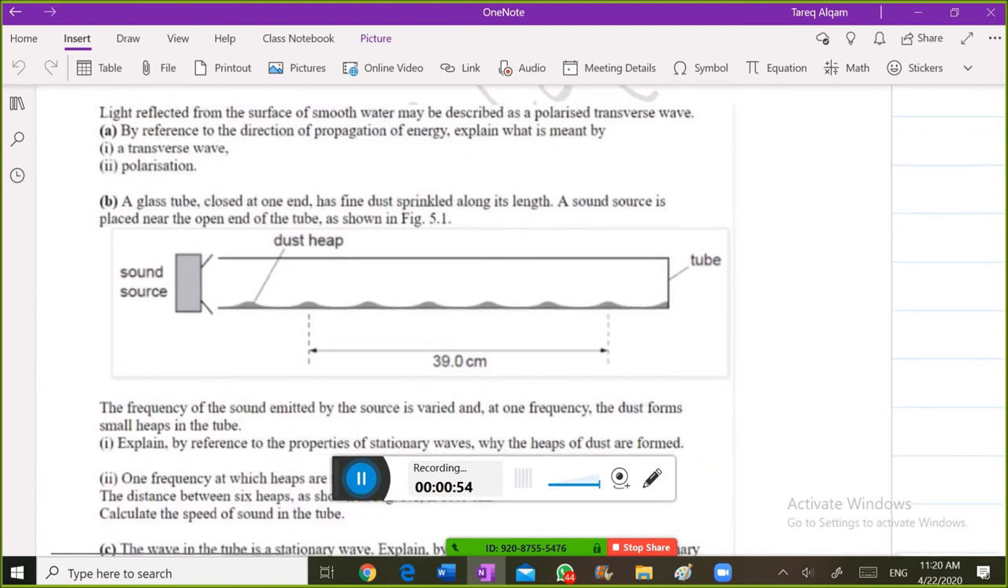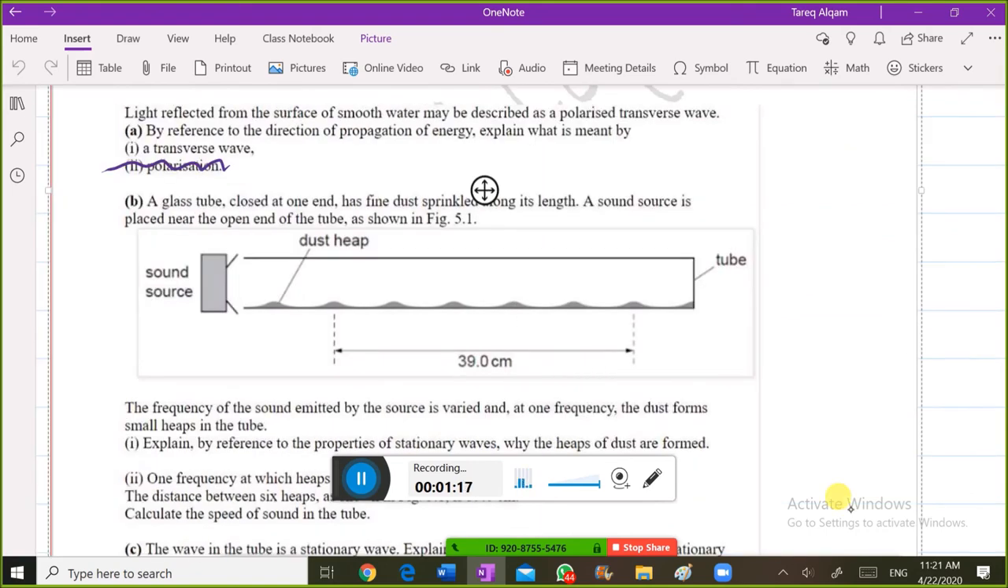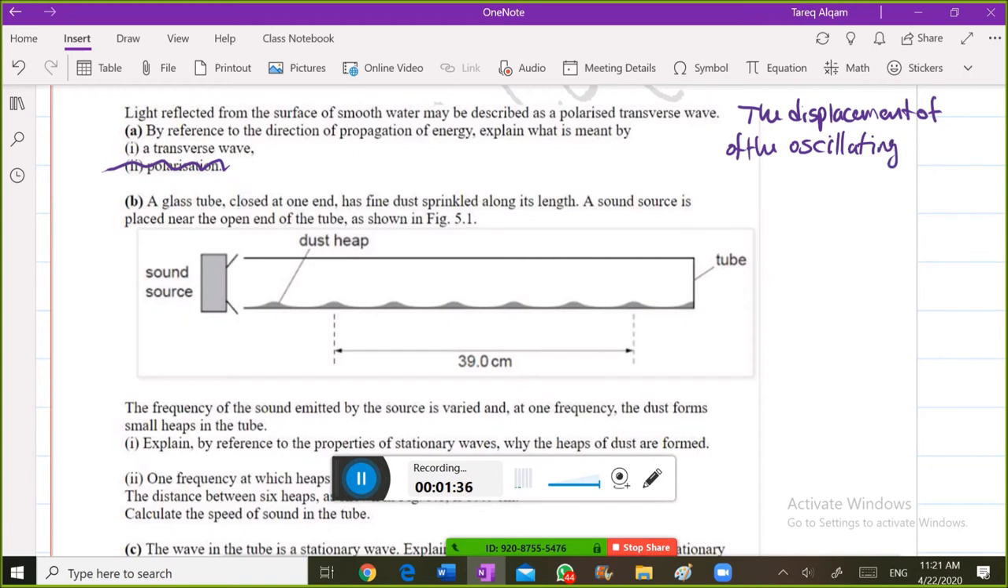Look at this question. Light reflected from the surface of smooth water may be described as a polarized transverse wave. What is meant by transverse wave? Okay, polarization is cancelled, right? But what is meant by polarization? It's cancelled by transverse wave. You know that you have to write that the displacement of the oscillating particles is perpendicular to the direction of travel.